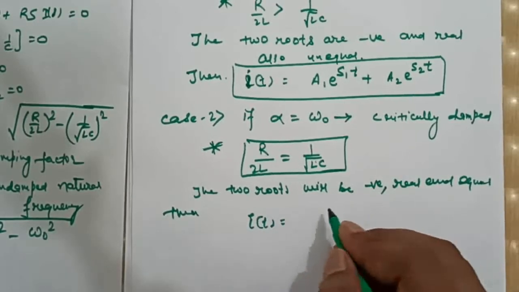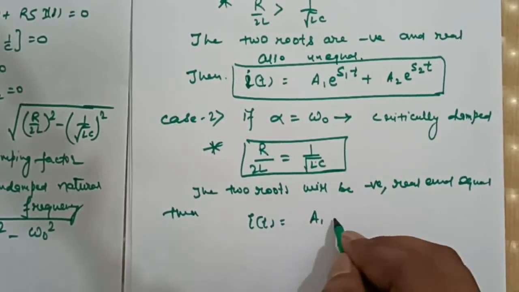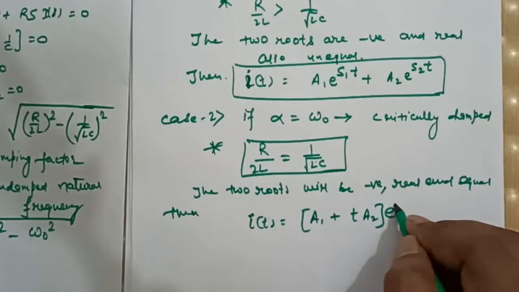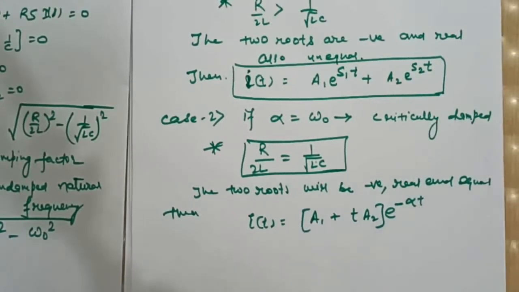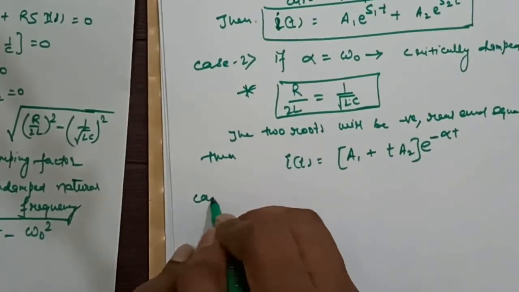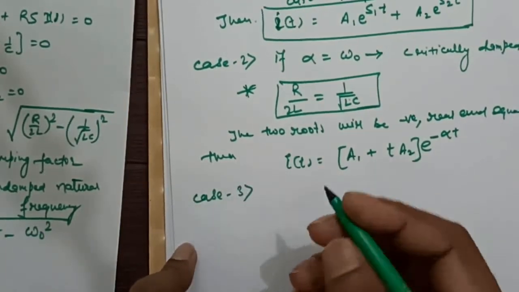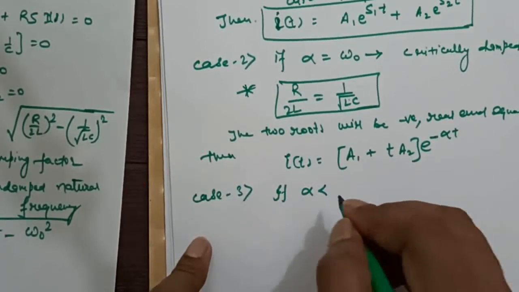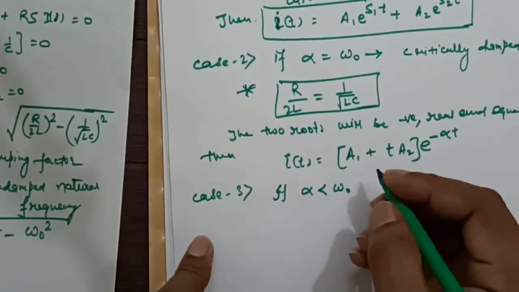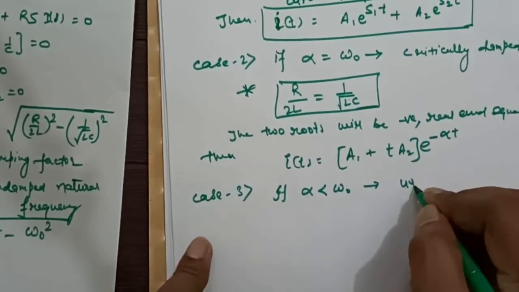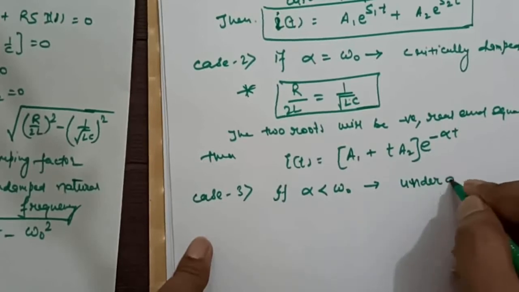It will be of the form of (A1 + t A2) e to the power minus alpha t. Now moving to our third case, case 3, if alpha is less than omega naught. This is called underdamped.